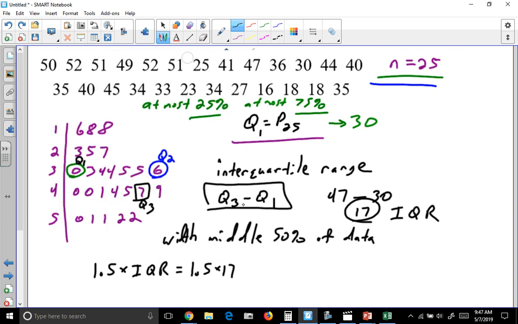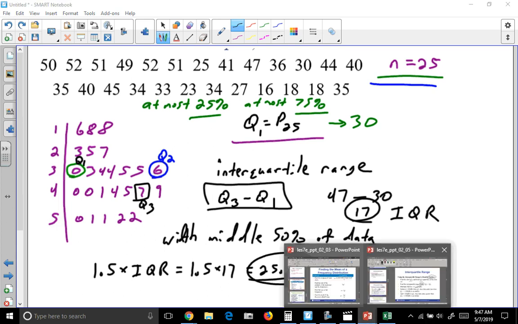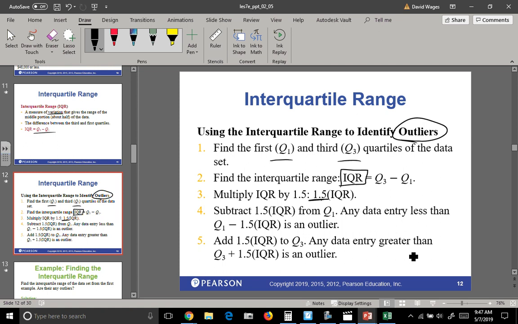We get 25.5. So what are we going to do with that? Once we get that number, to find outliers, an outlier we're going to consider to be any number that is lower than that amount below the first quartile, or if we add that 25.5 to the third quartile, anything that is above there is an outlier.